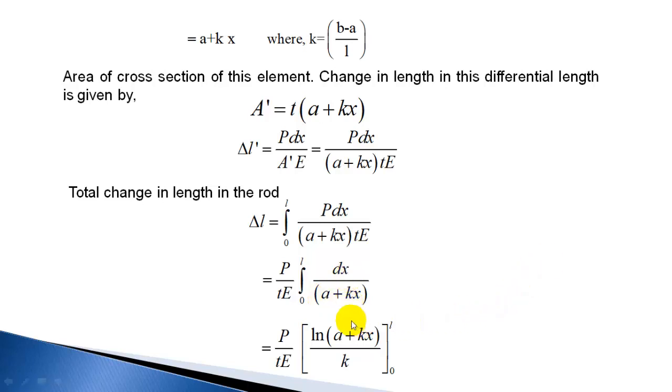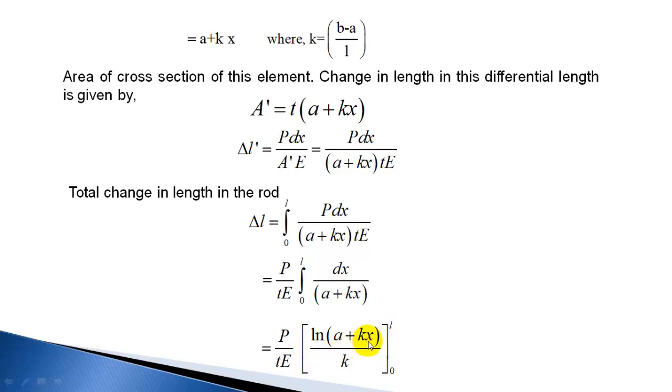Now if you integrate this, you will get log (a plus kx) divided by k. The coefficient of x is k, so you should divide by k. So the integration of 1 by (a plus kx) is the natural logarithm of (a plus kx) divided by the coefficient of x, which is k. P by t is outside. The limits of integration are from 0 to L. So if you apply the upper limit, you get log (a plus kL), and if you apply the lower limit, x is 0, you will get log a.